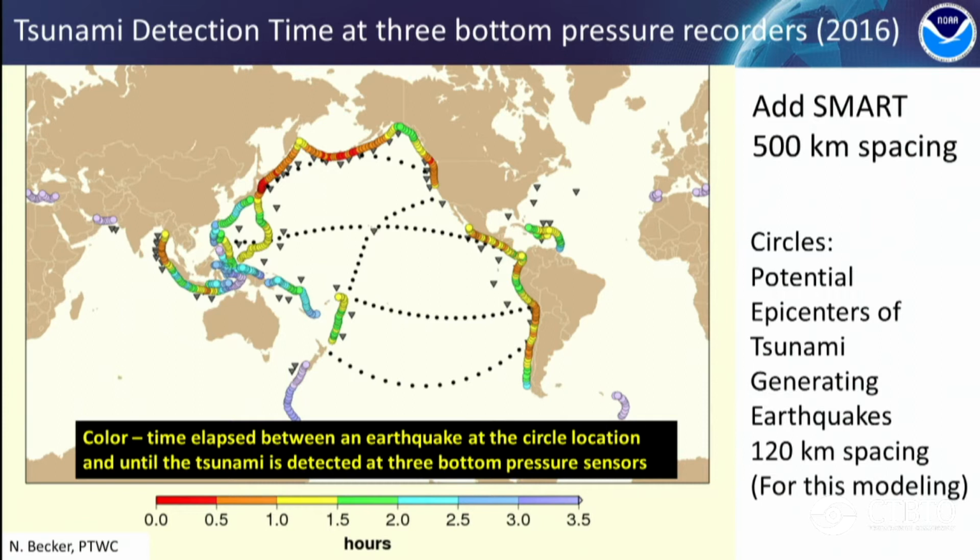So Stu Weinstein and colleagues at the Pacific Tsunami Warning Center have done simulations in this regard. Here are some nominal cable paths. These are hoped-for cables in the future. These would represent existing routes. And what they've done is each of these circles represents a hypothetical possible earthquake location. And then the color represents the time it takes before an earthquake at that location is detected by three sensors. So it's on the order of hours here, a shorter time scale here because sensors are close to earthquake locations, but larger times here. And this is with sensors at just 500 kilometer spacing, not the hoped-for 100 kilometer spacing.